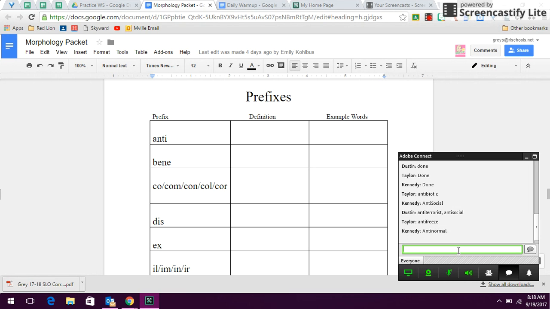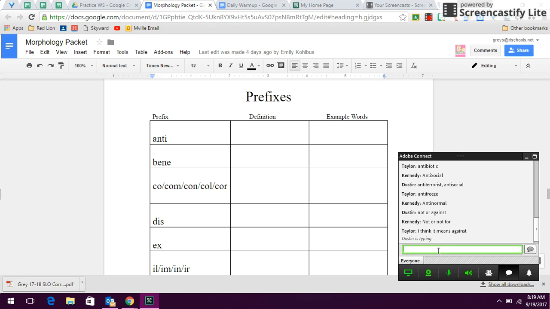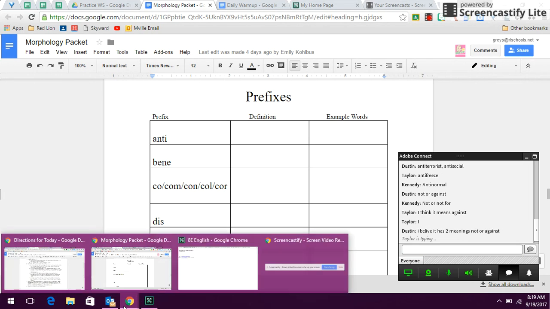So right now, I want you guys to use this chat to talk amongst the 3 of yourselves and see if you can figure out what the prefix anti means. So go ahead and put your thoughts and comment on at least one other of your classmates' thoughts. Okay, so we've got some definitions. All right, hang tight for me for a second.